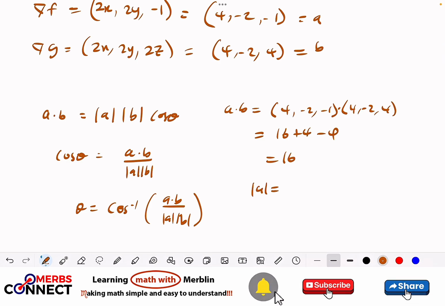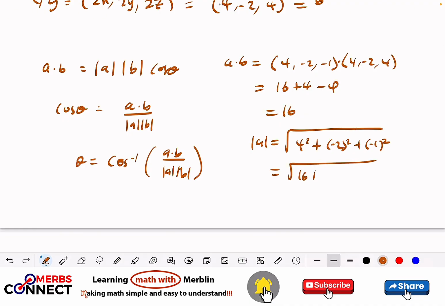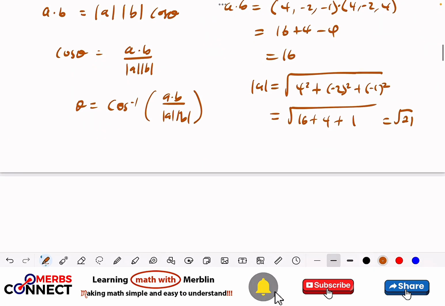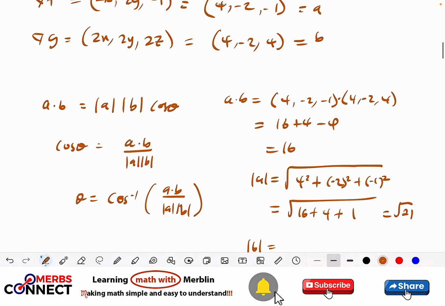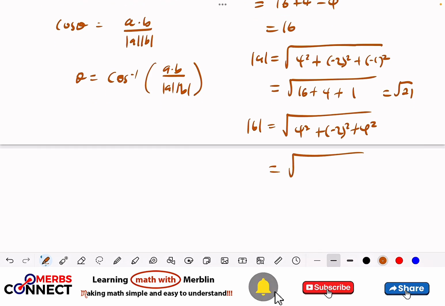Let's find the magnitude of A. Magnitude of A is going to be the square root of 4 squared plus minus 2 squared plus minus 1 squared. So this is going to give us 16 plus 4 plus 1, which is the square root of 21. Now let's look for the magnitude of B. This is going to be the square root of 4 squared plus minus 2 squared plus 4 squared. So this is 16 plus 4 plus another 16, which is 36, and the square root is 6.